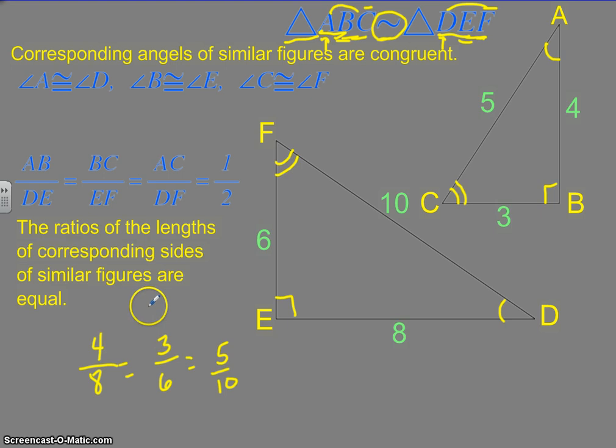Okay, the ratios of the lengths of the corresponding sides are all equal. Now notice I started with 4 here, which is the smaller figure. Okay, in my next ratio, I need to start with a smaller figure. And in the next ratio, I need to start with a smaller figure. These are all the smaller figure lengths. These are all the larger figure lengths. Okay, I need to keep the data the same. If I start with smaller here, it needs to be smaller all the way across. Does that make a little sense? Hope so.